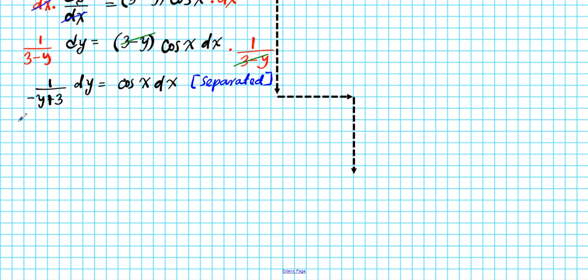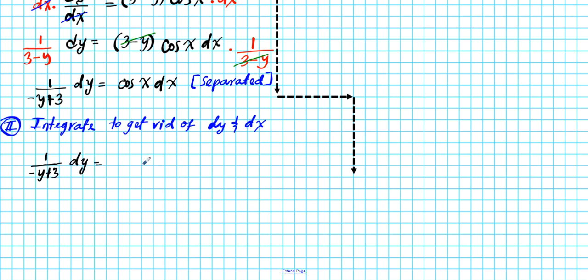So let's go ahead and indicate our next move. Step number 2, we are going to integrate both sides to get rid of the differentials dy and dx. Alright, now let's go ahead and do it. So we have the integral of 1 over (negative y plus 3) dy equals the integral of cosine x dx. So we're going to integrate the left side of the equation and the right side of the equation.